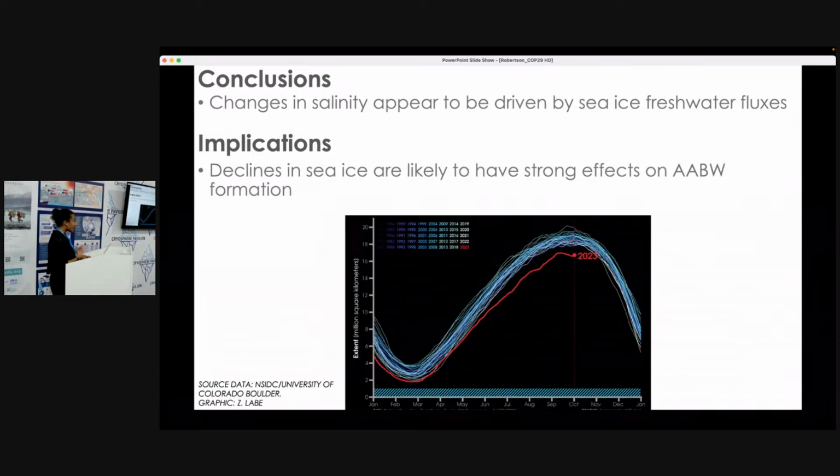I just wanted to end again by showing this figure where we see progressively throughout the years declines in Antarctic sea ice maximum. And if this trend continues, what we can expect is potentially decreasing export of Antarctic bottom water, and potentially pretty dangerous effects on how this affects global ocean circulation.